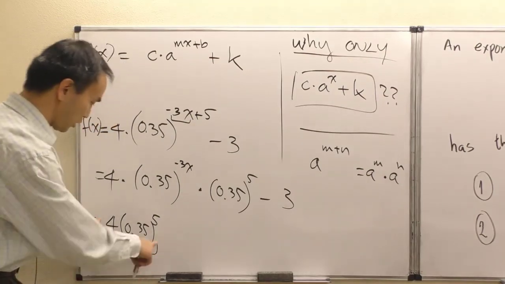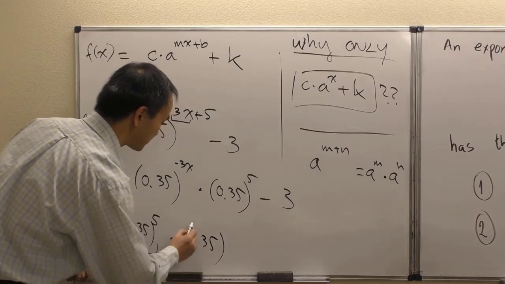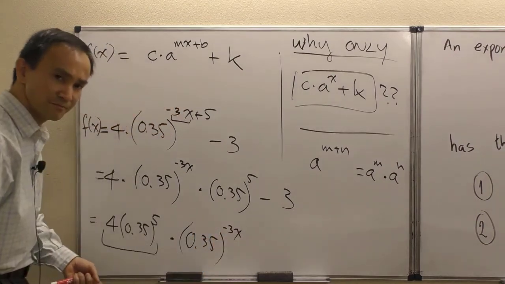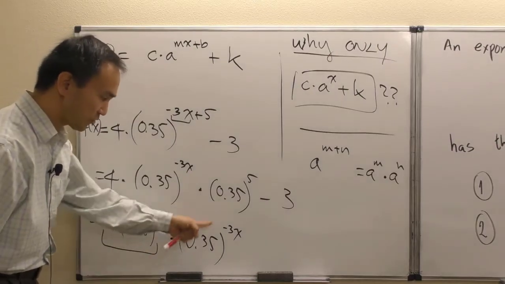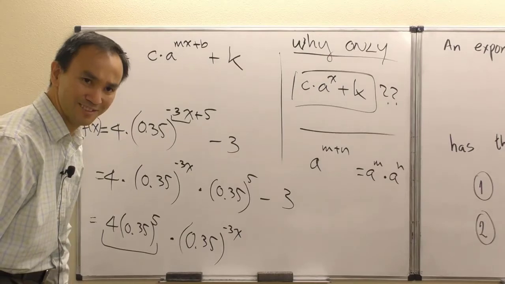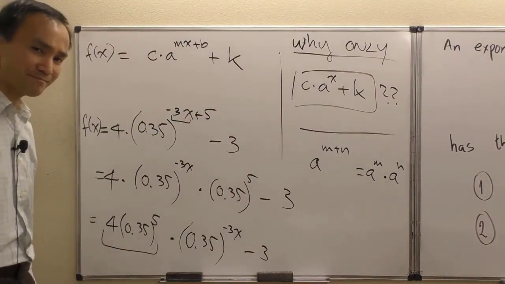But now it's a coefficient multiplied with 0.35 raised to the power negative 3x. So all of a sudden, the exponential function has already reduced significantly. We didn't have that plus 5 anymore. All right, and then minus 3. So the minus 3 is still that constant k right there.